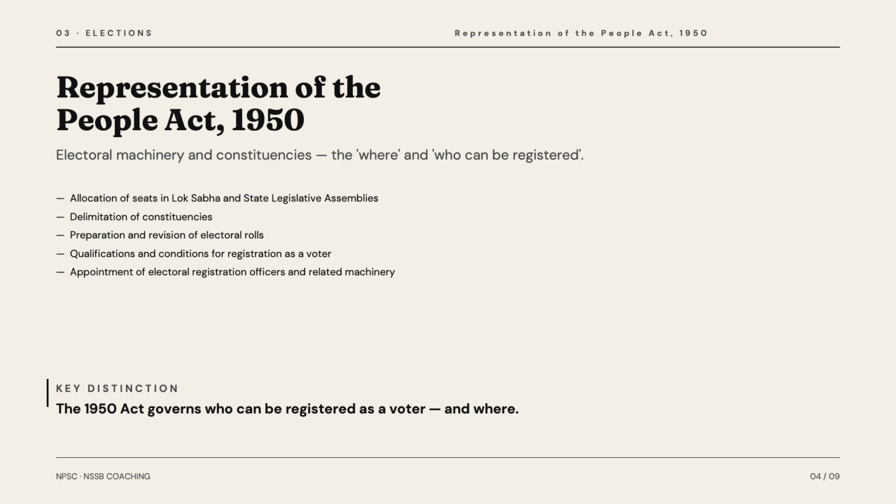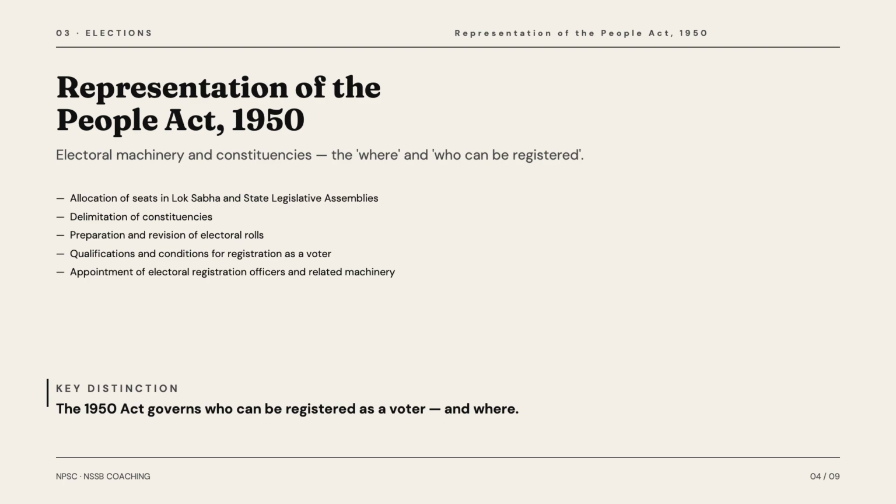How many seats are allocated? In the Lok Sabha, Nagaland has 1 seat. It's mentioned in the RPA. And then the delimitation of constituencies process, and the preparation and revision of electoral rolls: how electoral rolls are prepared and how they are revised. Qualifications and conditions for registration as a voter: as a voter, what are your qualifications? These are mentioned in the RPA. Appointment of electoral registration officers and related machinery: which officers are appointed for the overall conduct of election, and so forth. It's mentioned in RPA 1950.